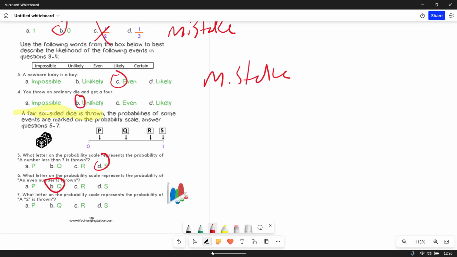Number 7, what's the probability scale representing a 2? So throwing a 2 is unlikely. So towards the 0.25 or 0.1. So P. 7P. Okay, let's move on.